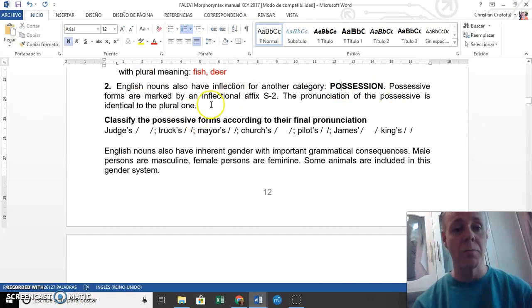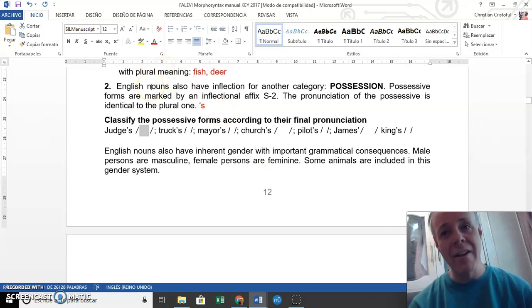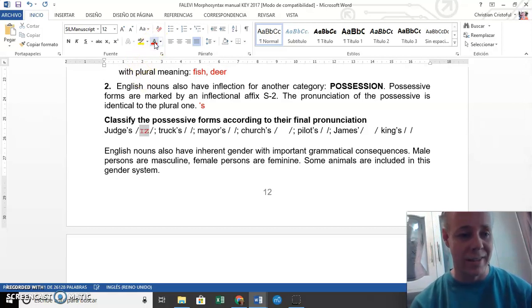Possessive forms are marked by an inflectional affix. We will call it S2. The pronunciation of the possessive is identical to the plural one. What does possession look like in English? Like this, apostrophe S. This is possession in English. And you have the same exercise because the same rules are applied. So, how do you say the letter of the judge? The judge's letter. So, that is the possessive form.